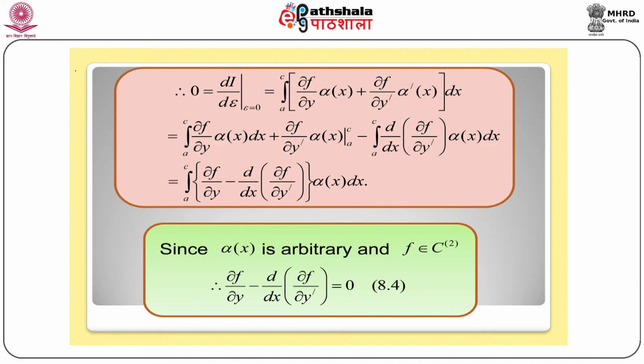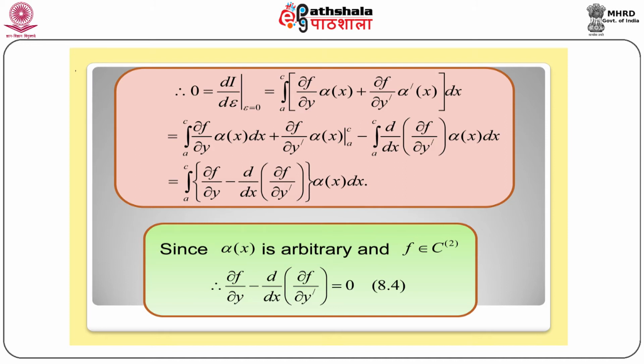Therefore, we have 0 equal to integration a to c, first order partial derivative of small f with respect to y minus ddx of first order partial derivative of f with respect to y dash, into alpha x dx. Please note that ddx stands for ordinary derivative with respect to x.